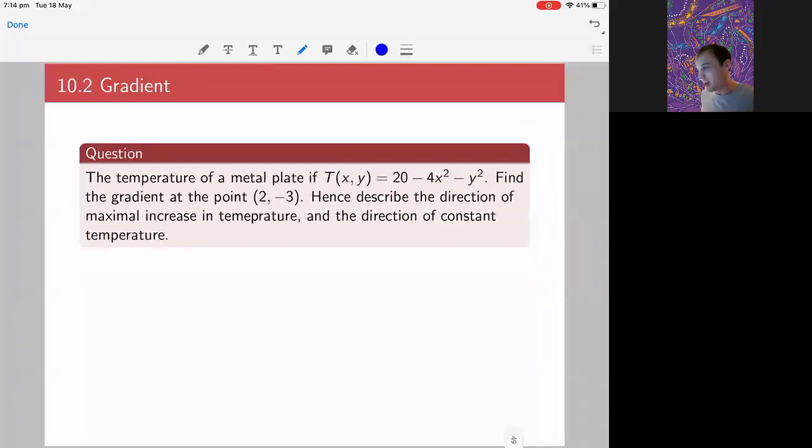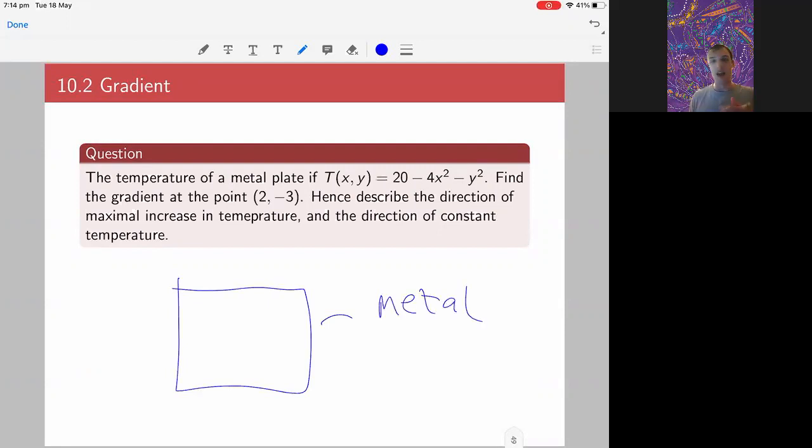Okay, now an actual application. Let's suppose we've got a metal plate. So it's just something lying in the xy plane. Let's say that its temperature at any given point is 20 minus 4 times x squared minus y squared. Find the gradient of the temperature at the point (2, minus 3). Hence describe the direction of maximal increase in temperature and the direction of constant temperature.